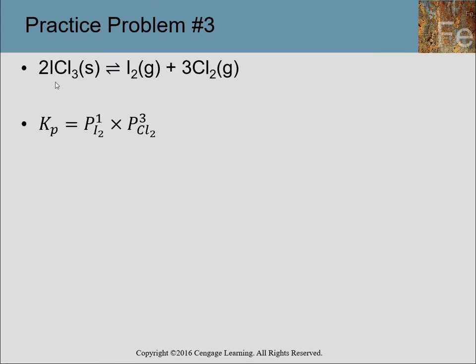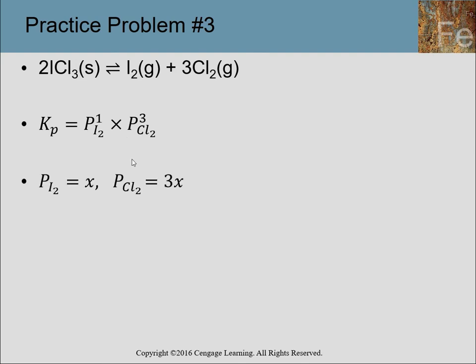So I know that I have my equation. Because iodine trichloride is a solid, I don't have anything in the denominator. I have P iodine to the first, P chlorine to the third. I don't have anything in the denominator. It's the equivalent of saying it's over 1, because the reactant is a solid.